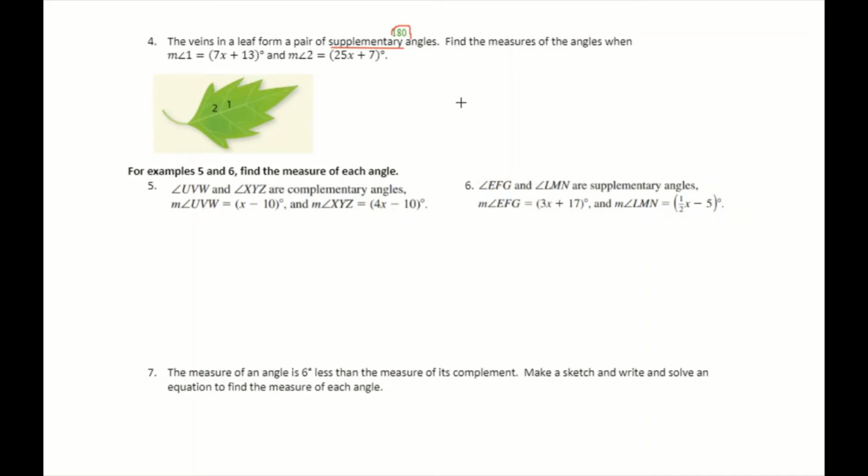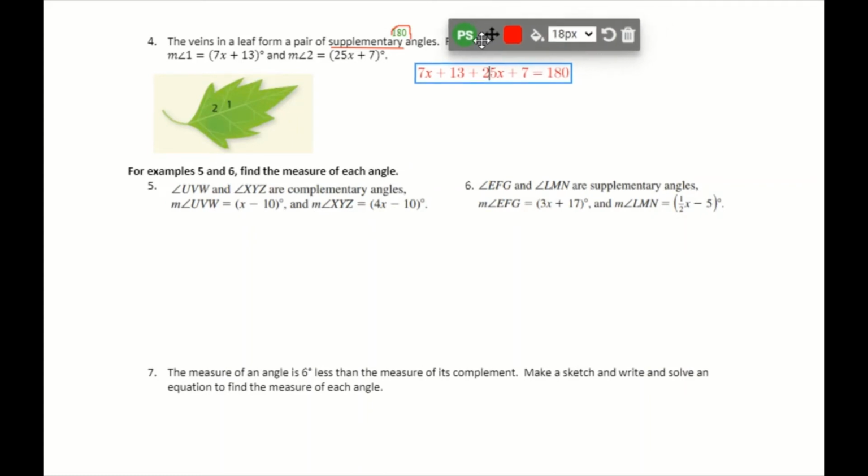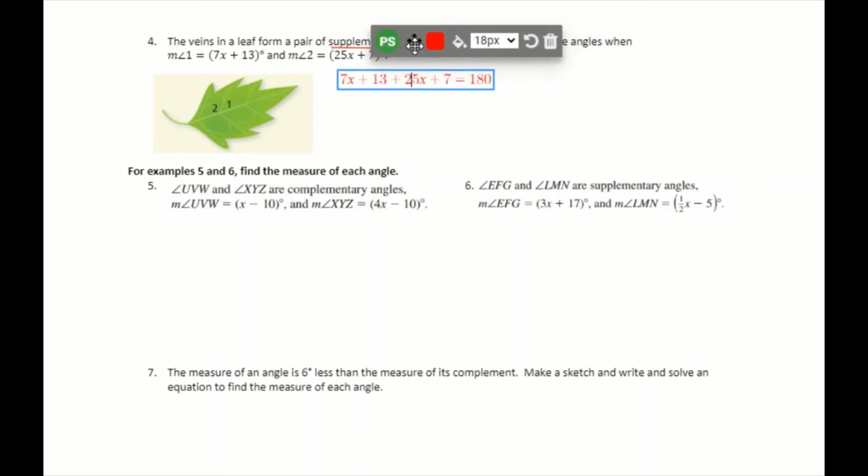Okay. Find the measure of the angles when the measure of angle 1 is 7x plus 13 and angle 2 is 25x plus 7. So our setup here is 7x plus 13 plus 25x plus 7 equals 180. So we're adding the 2 angle measures up, setting it equal to 180. We've worked out a bunch of problems like this last time where we have to find x first, and then we'll plug in x here and here to figure out the measure of these 2 angles.